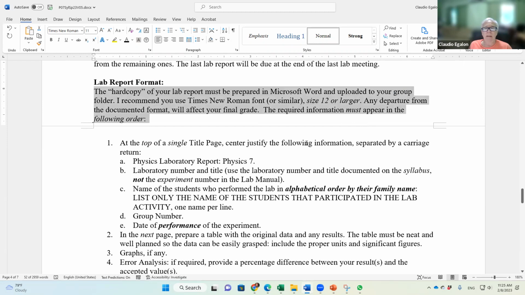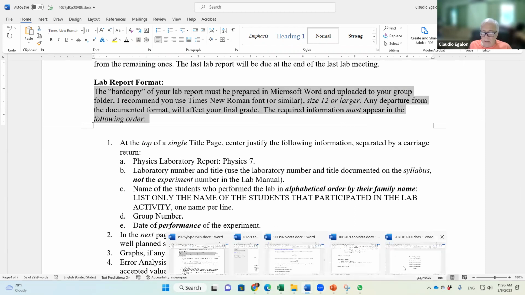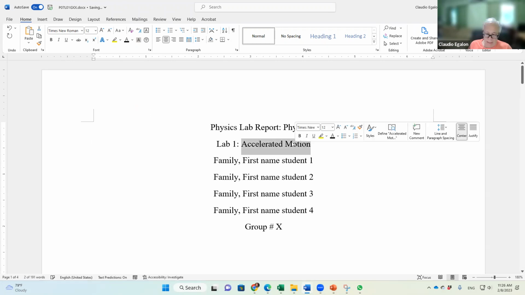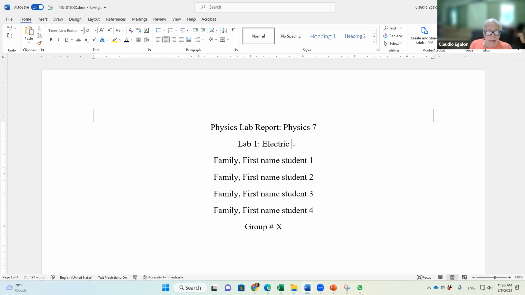The required information must appear in the following order. So let's go now to our hard copy report and try to do a template for our first lab. Physics 7, physics lab report, physics 7. Then on the next line, Lab 1, you put the title for the lab, Electric Field 1. That's going to be the first lab report.